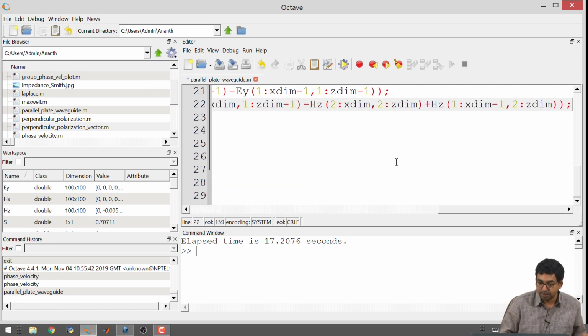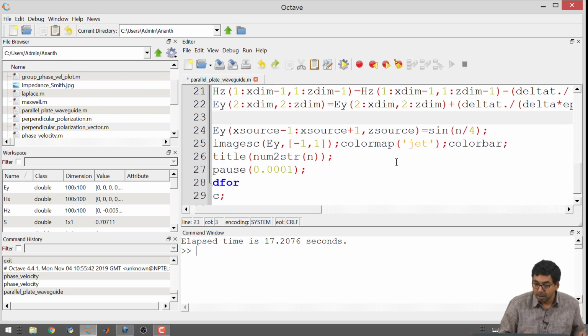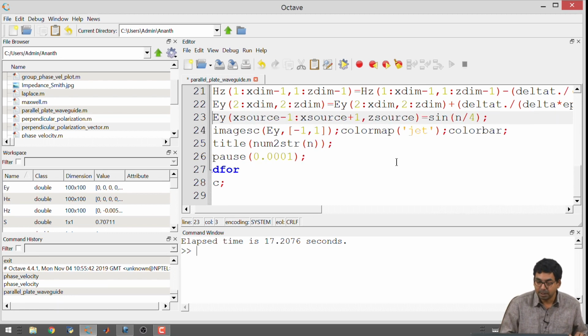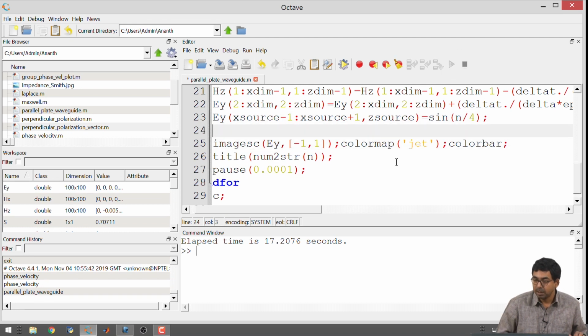Maybe even after the source, it does not matter. So, just around this place. To be consistent, I will just do it after I define the source.